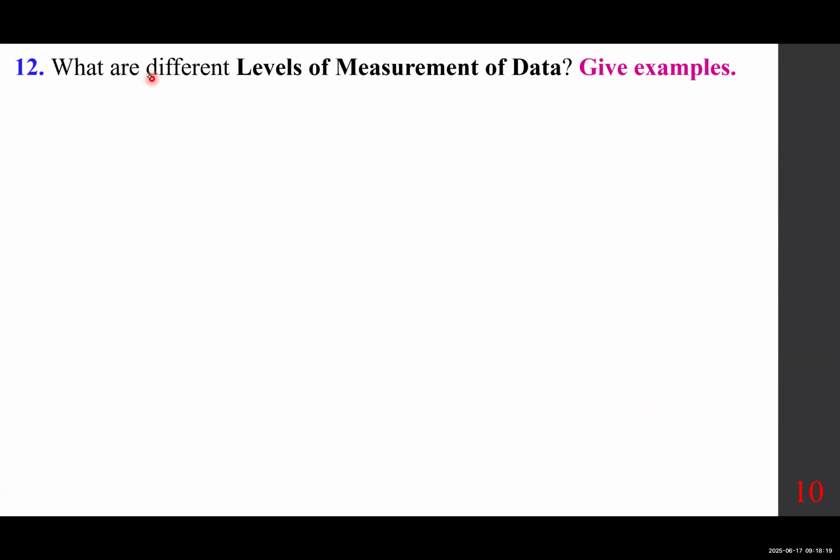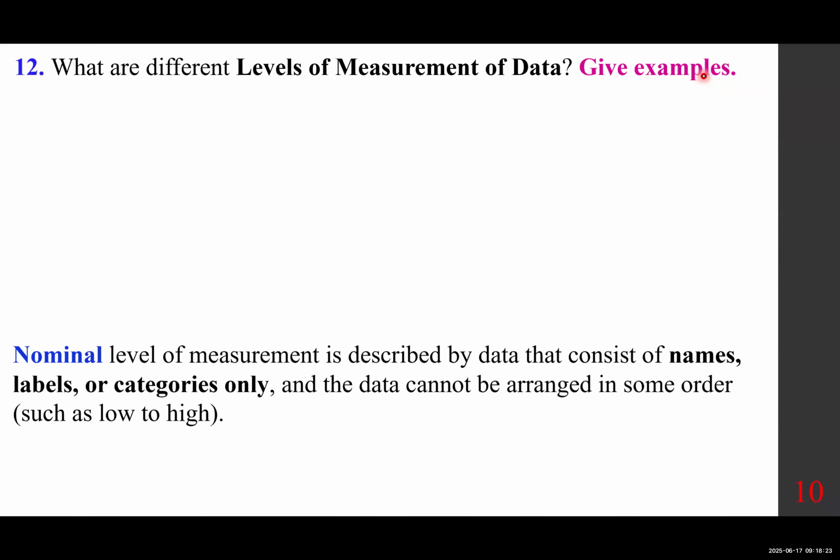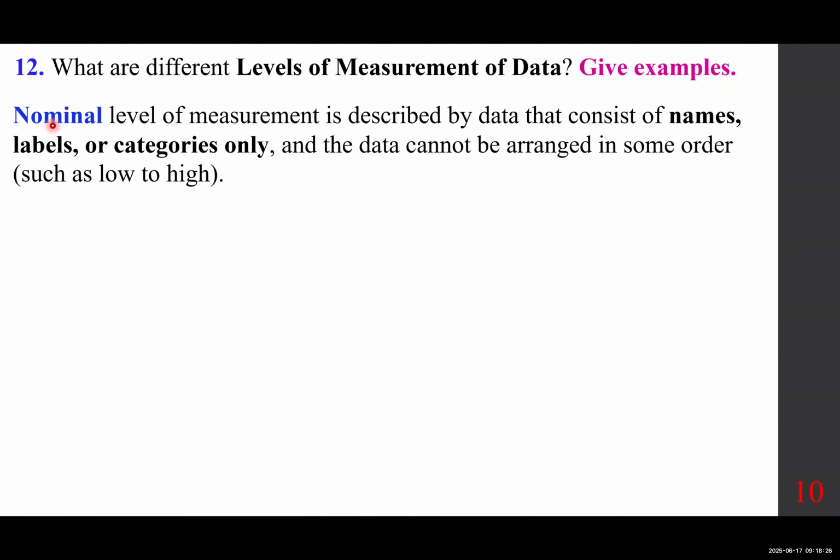What are different levels of measurement of data? Give examples. Nominal level of measurement is described by data that consist of names, labels, or categories only, and the data cannot be arranged in some order such as low to high. That is qualitative, that we discussed, also known as categorical, also known as nominal.